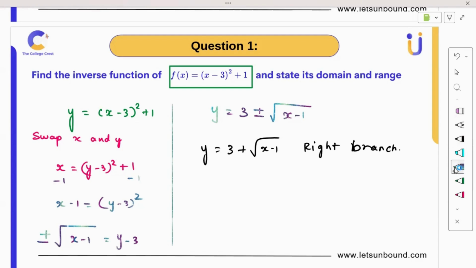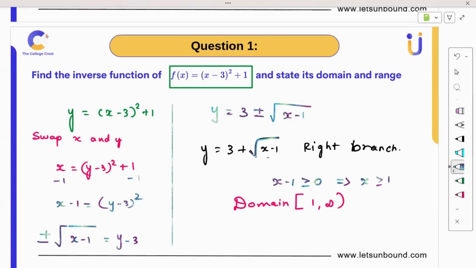And how to state the domain and range? So it's a square root function. Under the square root, only 0 or positives are allowed, no negatives. So your x minus 1 should be greater than or equal to 0. Then what is x? x greater than or equal to 1. That's it. So your domain is any number which is greater than or equal to 1 until infinity.